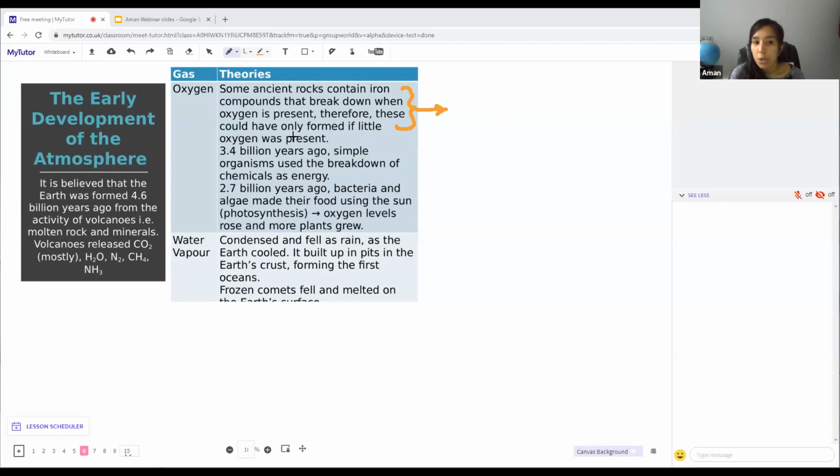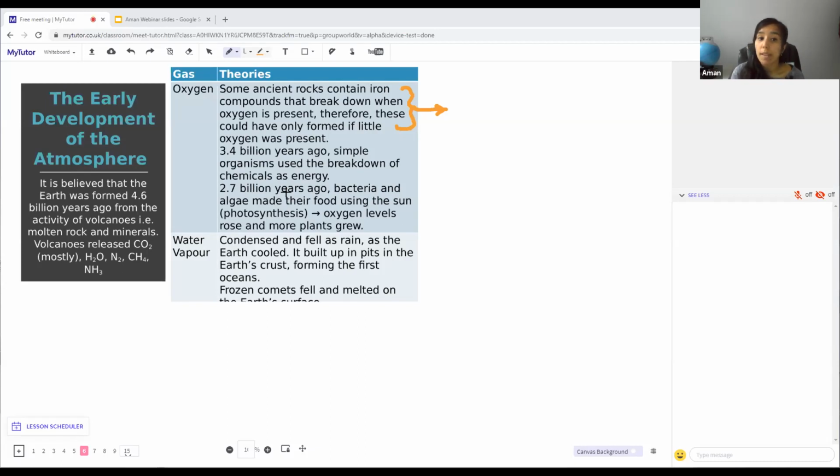So photosynthesis took place, and they used the carbon dioxide that was abundant in the atmosphere. Abundant means that there was plenty of it. So they used the carbon dioxide that was in the atmosphere to produce oxygen. So how we were formed was that these bacteria and algae, which formed from simple organisms, used carbon dioxide in the atmosphere to undergo photosynthesis. And when they undertook photosynthesis, oxygen was released into the atmosphere.